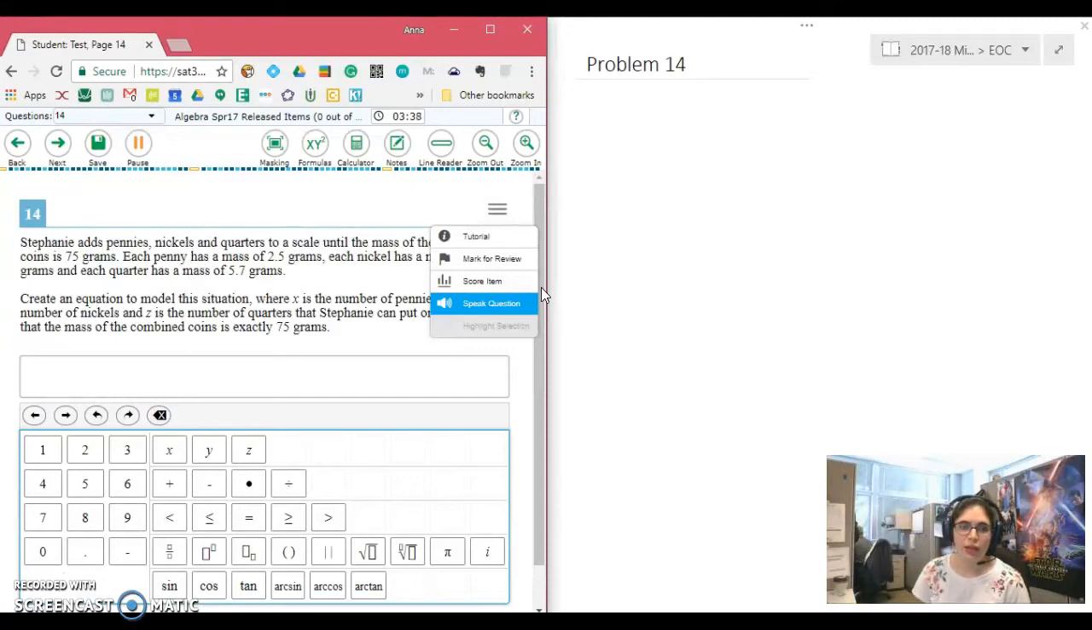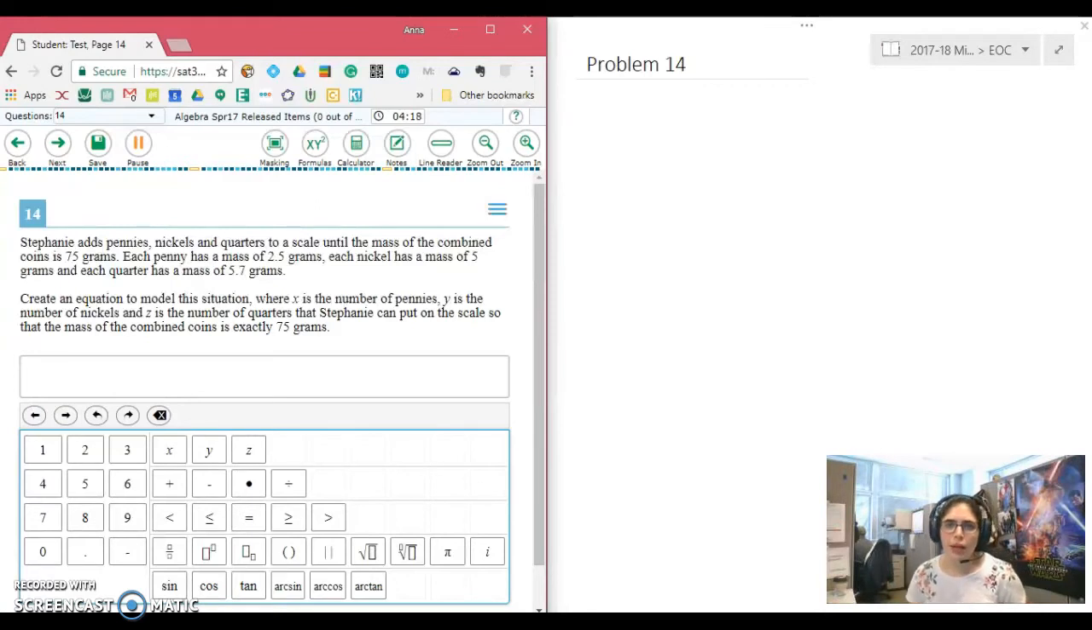Because I think that when I read this out loud, it's going to make a lot more sense because there's just so much going on in this problem. So the problem says Stephanie adds pennies, nickels, and quarters to a scale until the mass of the combined coins is 75 grams. Each penny has a mass of 2.5 grams, each nickel has a mass of 5 grams, and each quarter has a mass of 5.7 grams. Create an equation to model this situation where x is the number of pennies, y is the number of nickels, and z is the number of quarters that Stephanie can put on the scale so that the mass of the combined coins is exactly 75 grams.